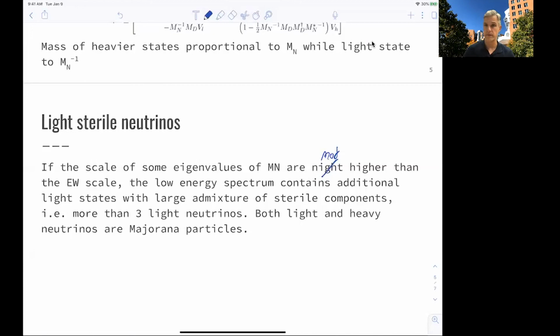So we have seen in this lecture two different ways to generate masses. One is via the usual interactions, so the interaction with the Higgs field, and one via the seesaw mechanism introducing Majorana neutrinos.